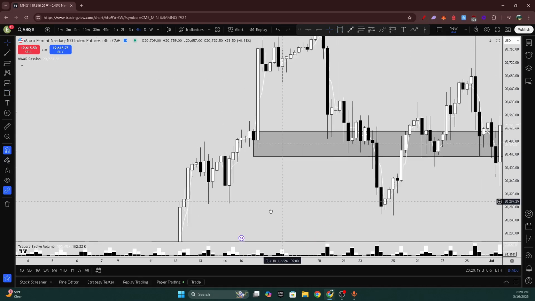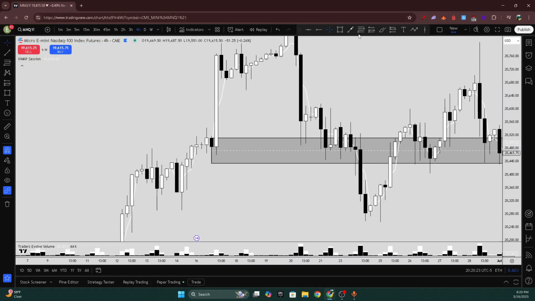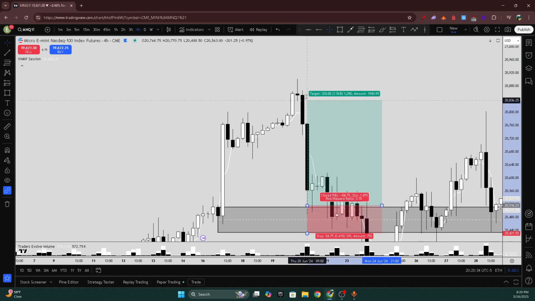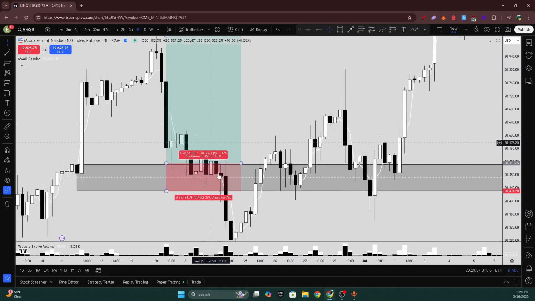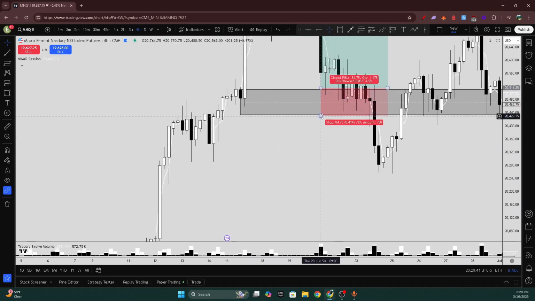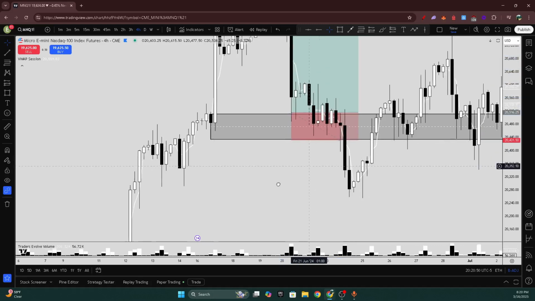Let's take a look at this as an example. Say someone is getting long at this point because they have other confluences. They keep the bottom of this as a stop loss, and they target the top of this range. What happens? They get stopped out. But if they did not keep it here and kept it down there, look what would have happened. They would have taken almost triple the amount of loss as if they simply kept it here.